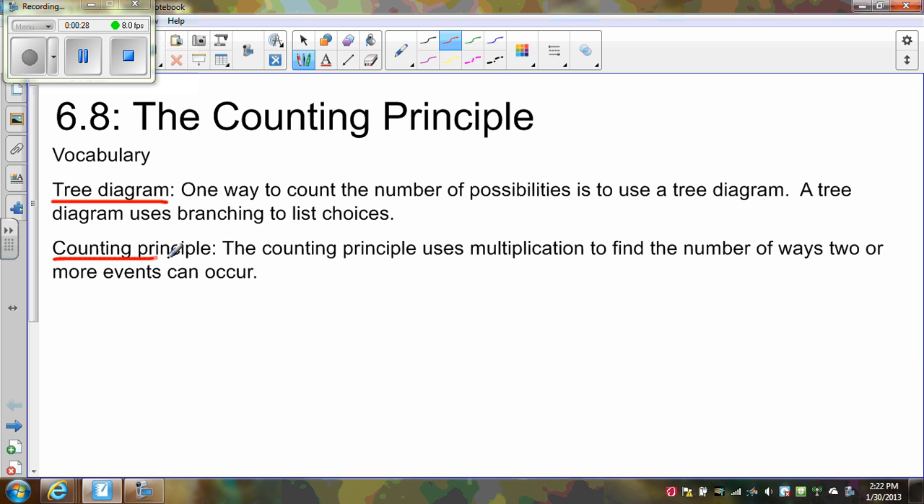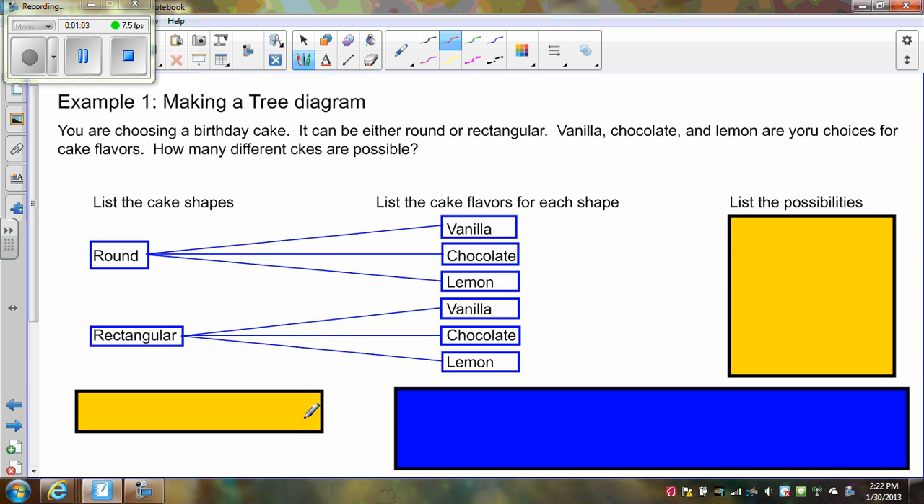The second is the counting principle. The counting principle uses multiplication to find the number of ways two or more events can occur. So both of these can be used to find a list of choices, or how many different combinations of ways events can occur. You may have thought before, maybe making a sandwich, I can pick wheat or white bread, I could pick turkey, ham, or roast beef, and then I could pick 3 different types of cheeses. Well, how many possible combinations are there? These are going to help you figure that out.